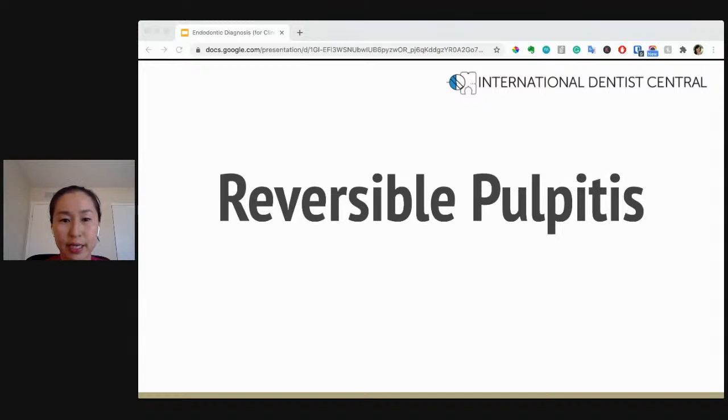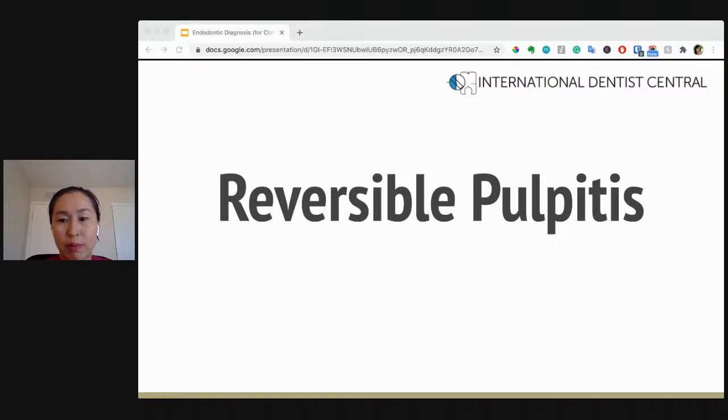Usually what we see with this is caries, deep restorations, things like this. Dentinal sensitivity, like exposed dentin, in and of itself is not an inflammatory process, but the symptoms of exposed dentin mimic that of reversible pulpitis, so that's also something to keep in mind.